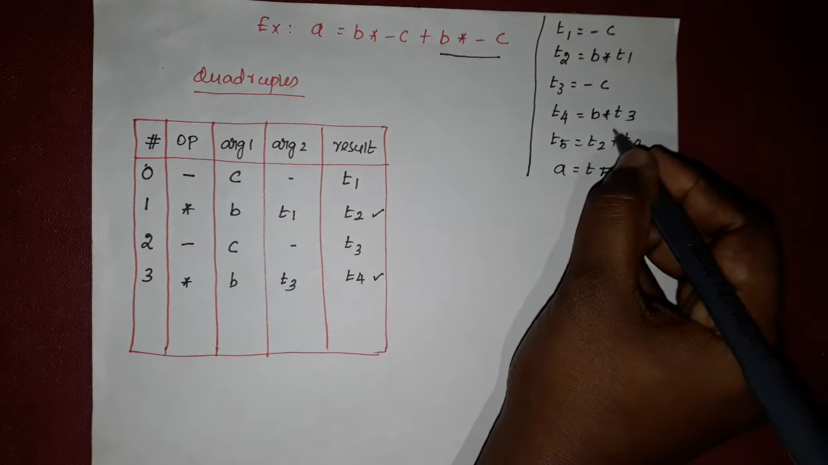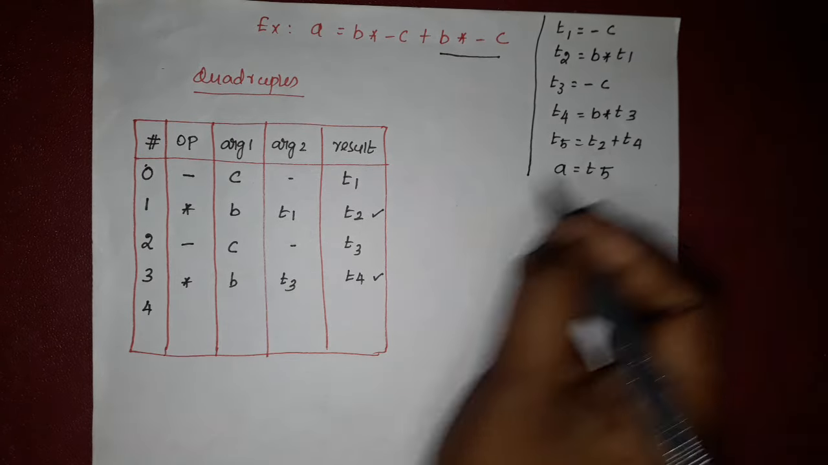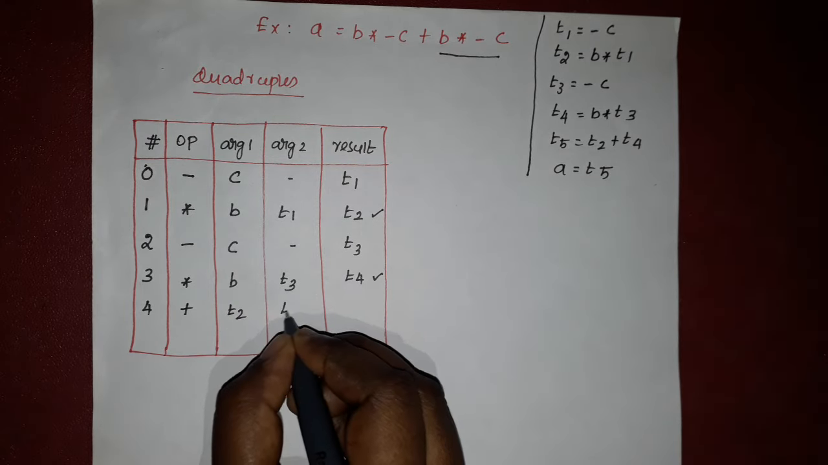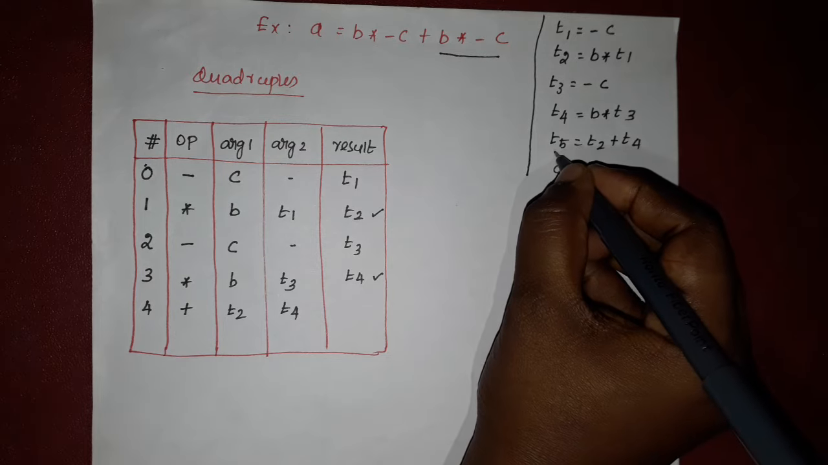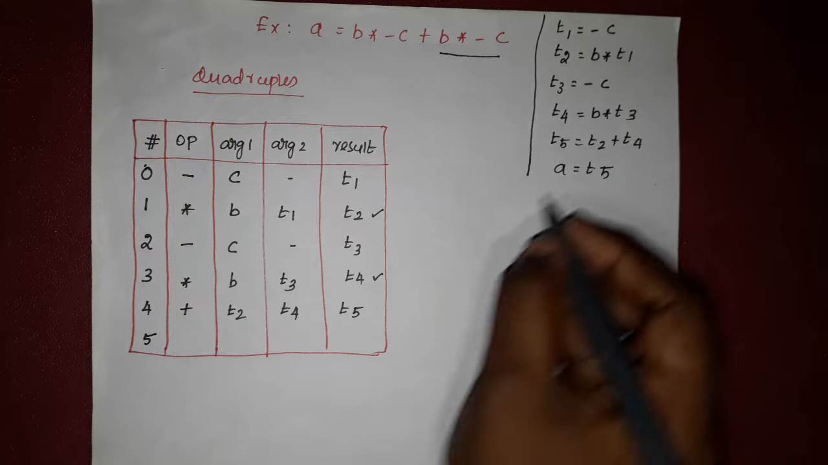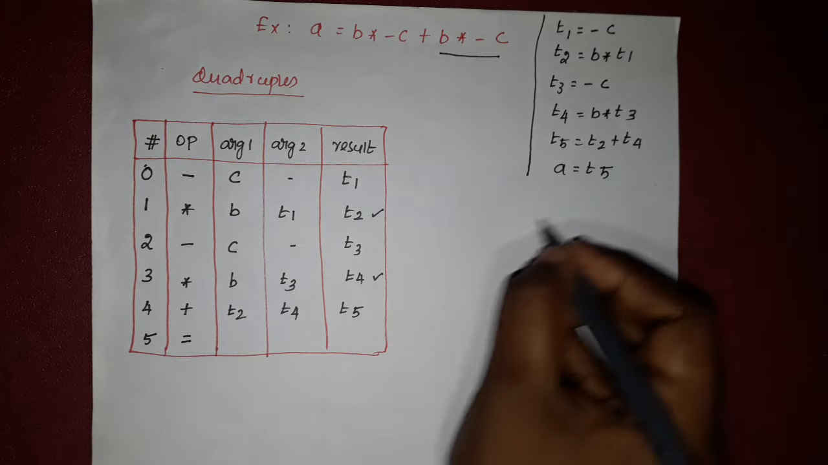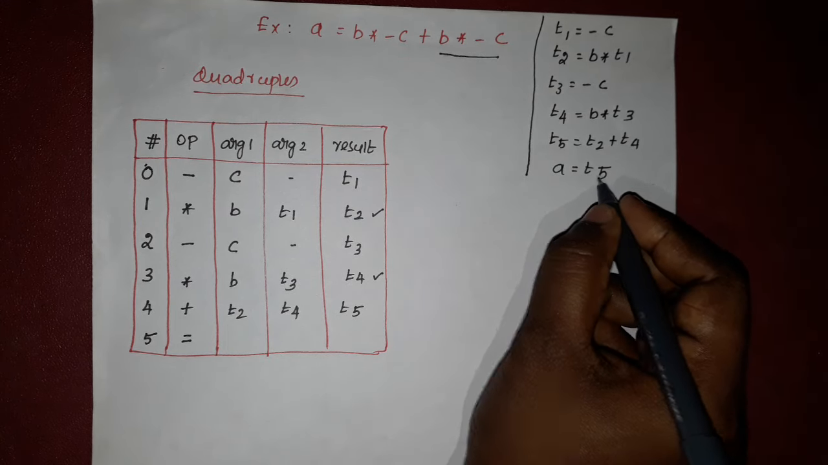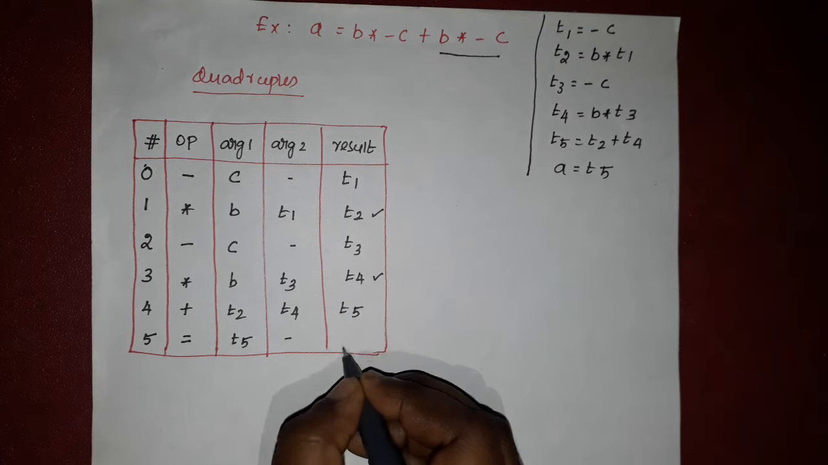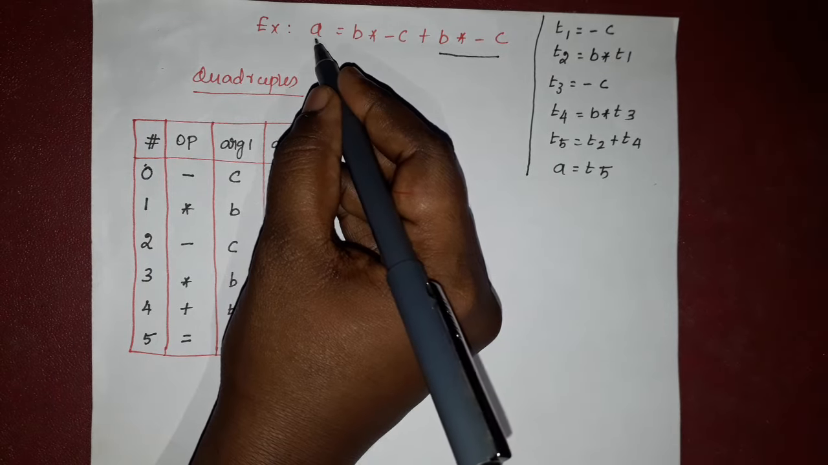It can be added and stored in T5. So the fourth index value, here plus is the operator, T2 is argument 1, T4 is argument 2, and it can be stored in T5. The last index value is 5. Here there is only one operator, the operator is equal to, and argument 1 is T5, and there is no argument 2, and the result will be stored in A. The final expression is evaluated and stored in A.